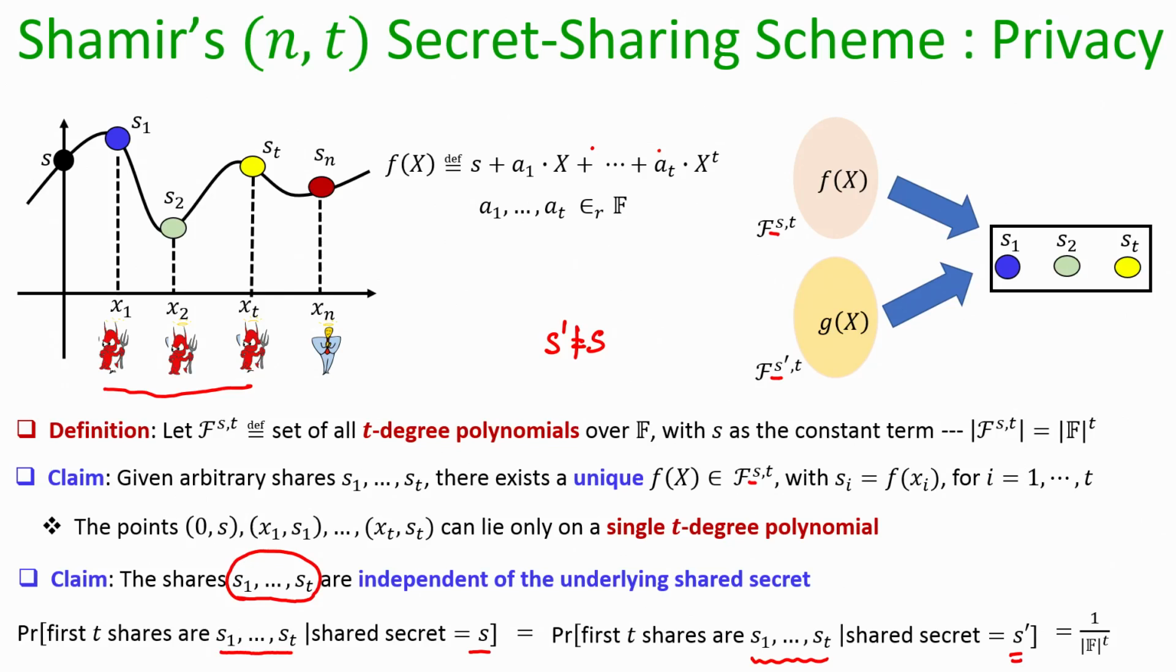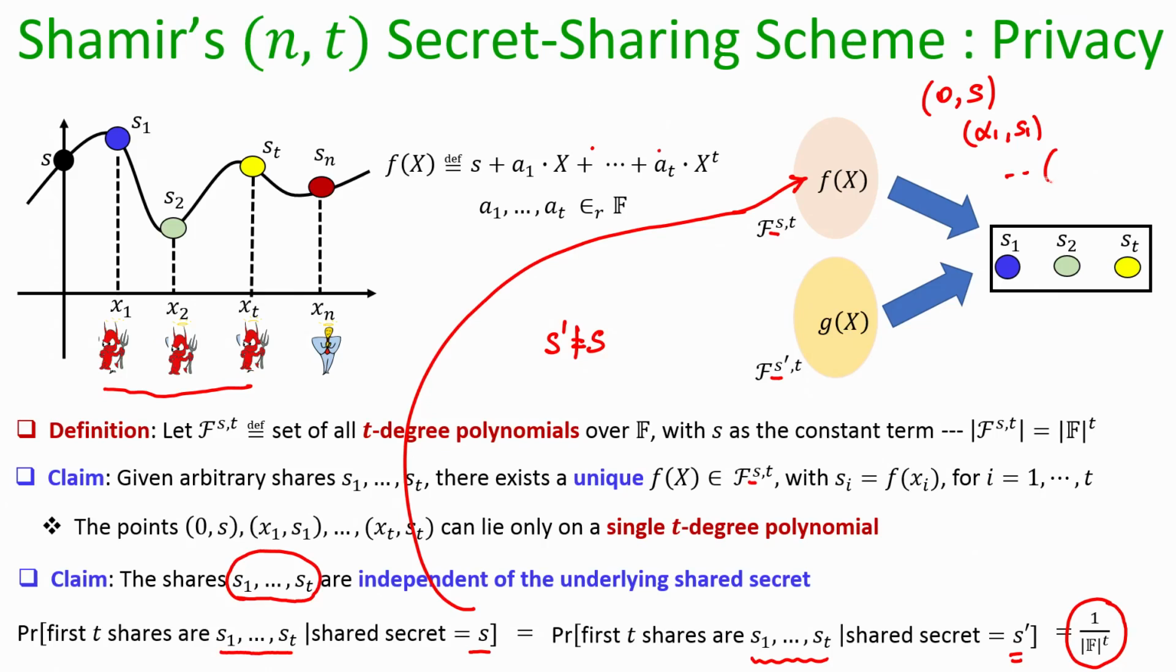It is easy to see that both these conditional probabilities are exactly the same, namely 1 over field size raised to the power t, because in order that the shares S1 to ST occur in an instance of Shamir secret sharing where the shared secret is S, the dealer should have chosen the unique t degree polynomial f of x during the sharing phase for sharing S, which passes through the points 0 comma S, alpha 1 comma S1 and like that alpha t comma St. But what is the probability that among all possible polynomials from this set f superscript S, the dealer actually chose this polynomial f of x? Well, it is 1 over field size power t.